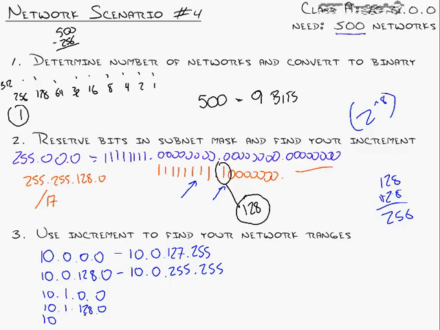10.1.128.0. Instead of doing this all over again, I will now recognize and go, well, you can't have 256, so we move up to 10.2.0.0. Let's fill in some end ranges here. This will be 10.1.127.255. That's the last IP address before I get to 10.1.128.